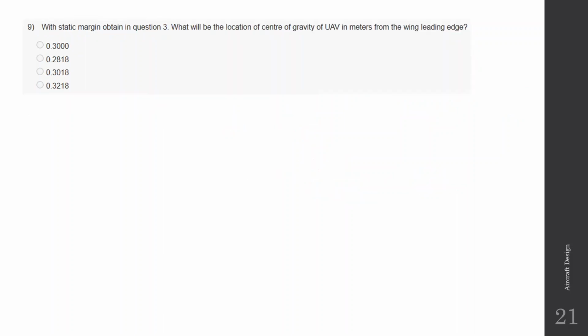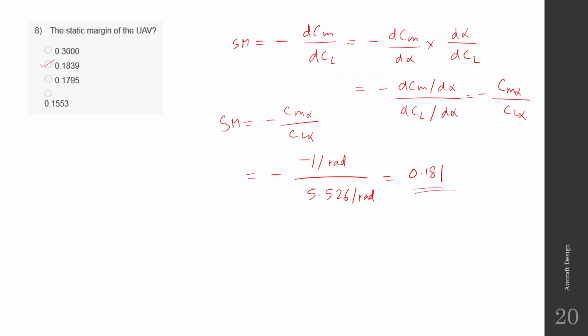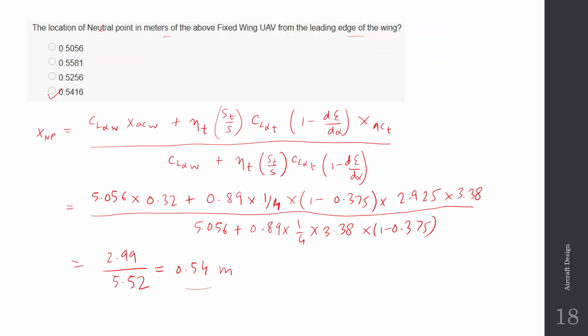Next question is this. With the static margin obtained in the previous question, what is the location of the CG of the UAV in meters, from the wing leading edge? So you have to find out XCG. Be careful that you have to find out XCG, not X bar CG. And the rest of the things you know, the static margin and the neutral point.